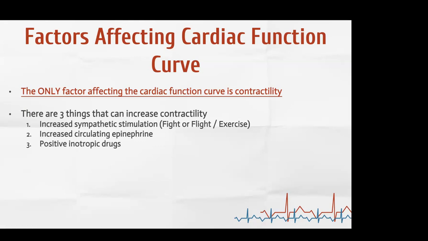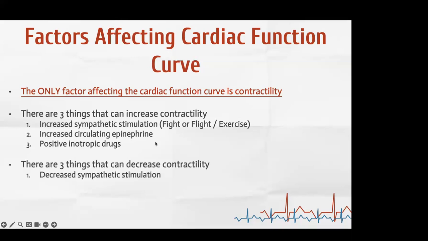Okay, so if you increase the contractile strength by increasing preload, that's not contractility. You can't say I increased contractility by increasing preload. That's not contractility, that's contractile strength. Contractility, you can only change by these three things: increased sympathetic stimulation, increased circulating epinephrine levels, which is basically the same as sympathetic stimulation, and positive inotropic drugs, which are drugs that stimulate the sympathetic system to increase contractility.